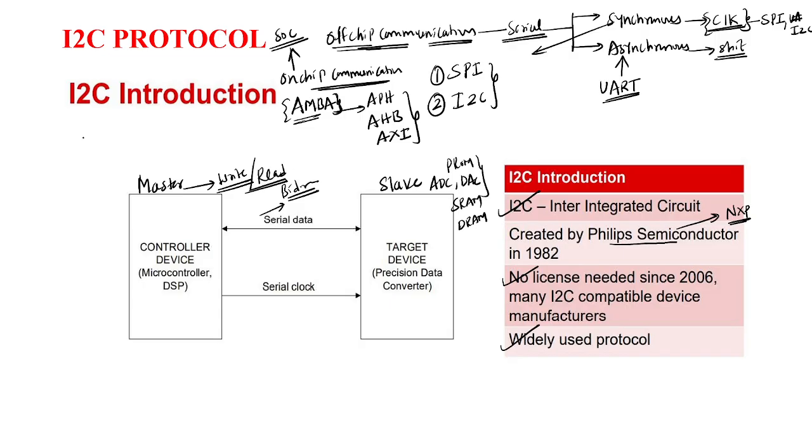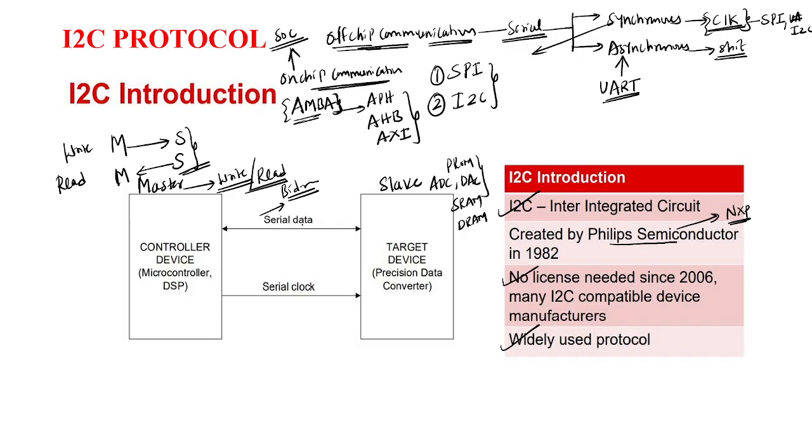Write operation means the master, the microcontroller, writes data to the slave. Read operation means whatever data is present in the slave can be read by the master. These are the two operations that happen in the I2C protocol.